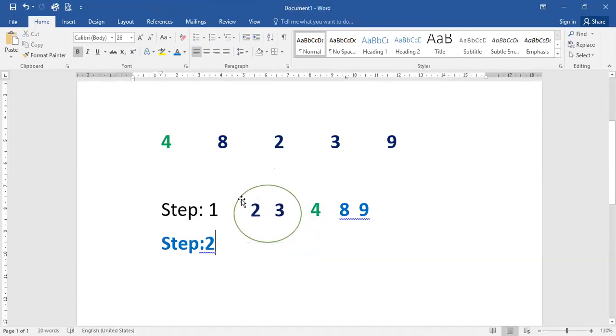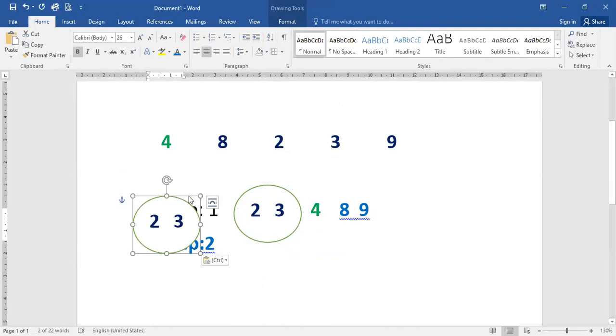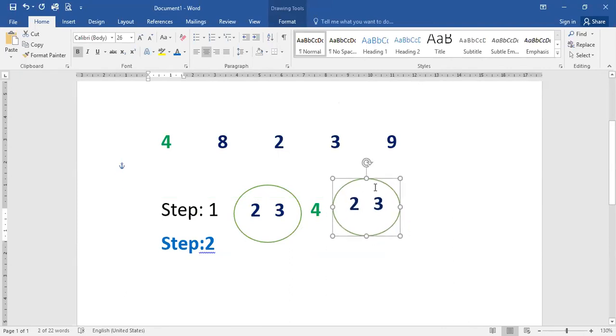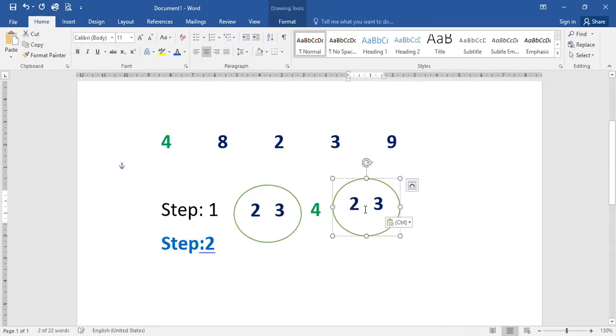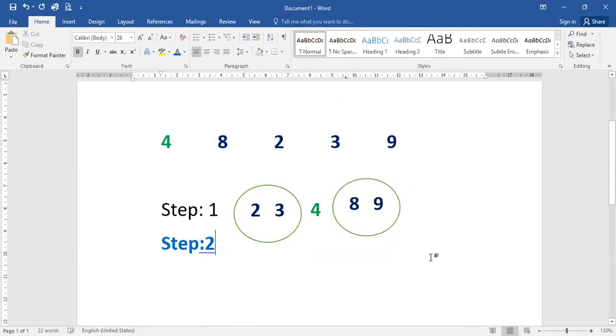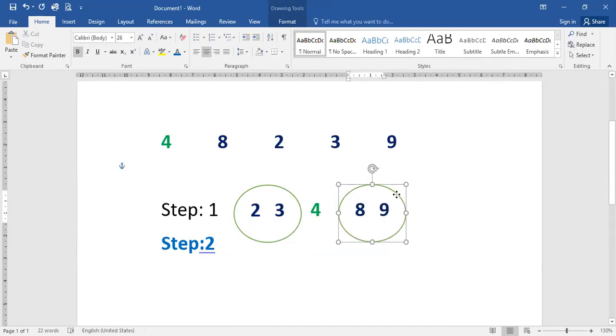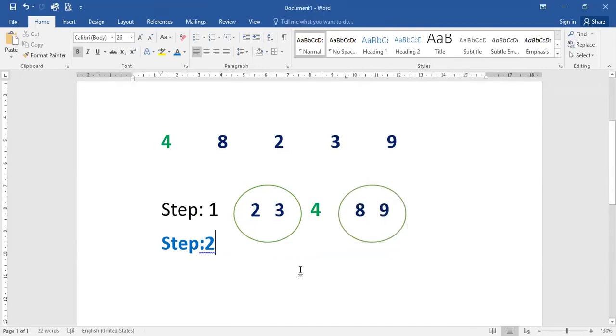Did you understand? That is, you group 2 and 3 together. Okay? Likewise you have to group this 8 and 9. You have to group like this. All of you see on the screen, are you seeing it? So you have to divide like this. Okay?